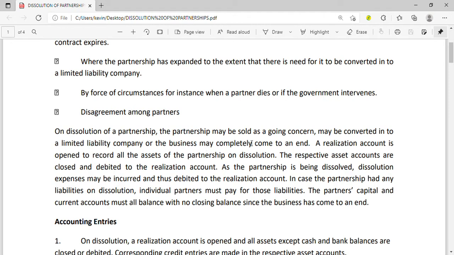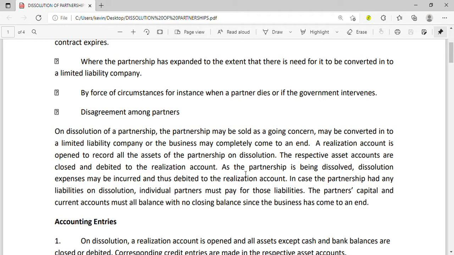A realization account is opened to record all the assets of the partnership on realization. In our previous video, we talked about the revaluation account, and we said revaluation happens when a new partner is admitted or when a partner retires or dies. But here we are going to have a realization account, and the realization account is opened on dissolution of a partnership. The respective asset accounts are closed and debited to the realization account.